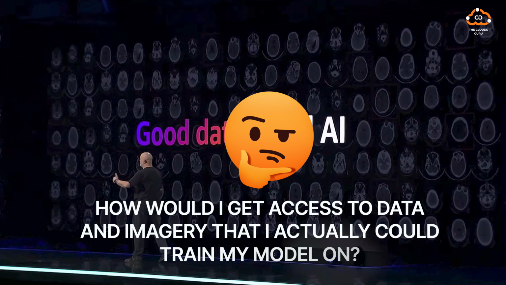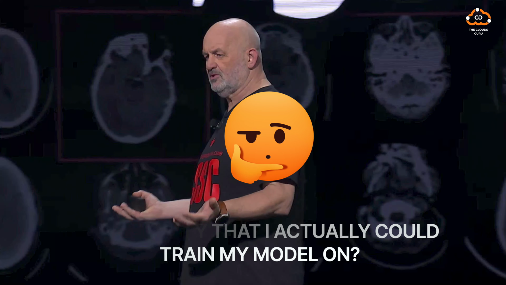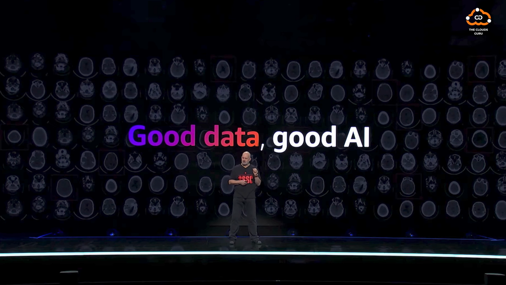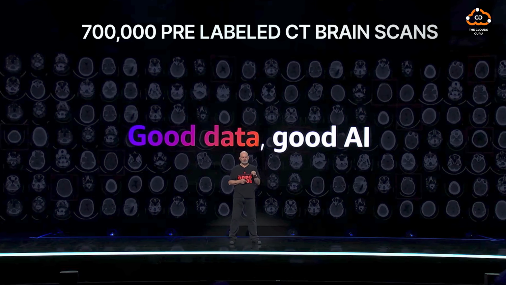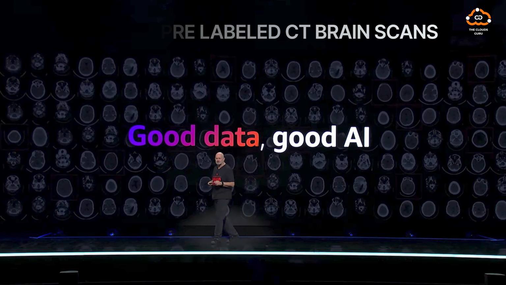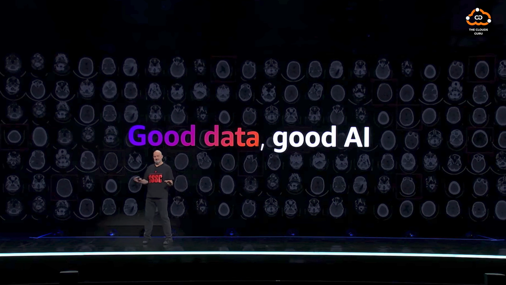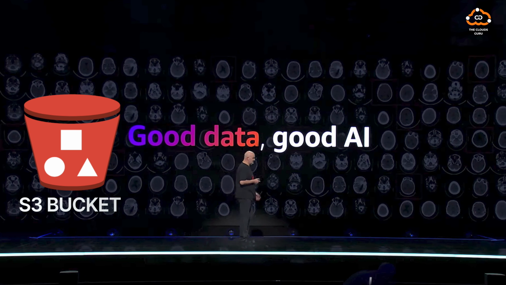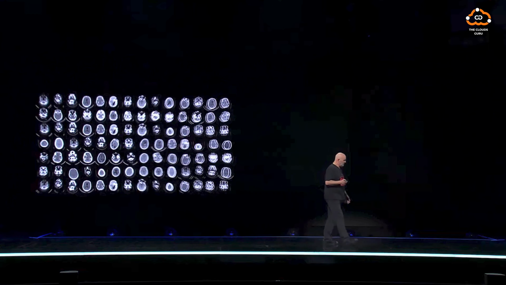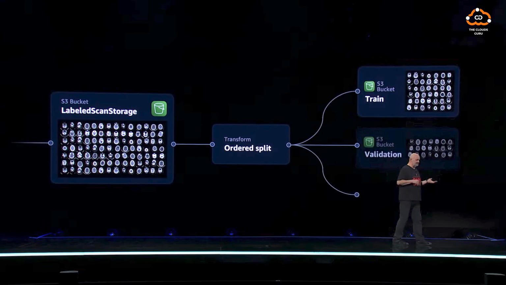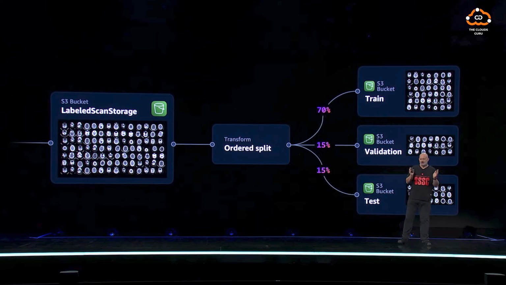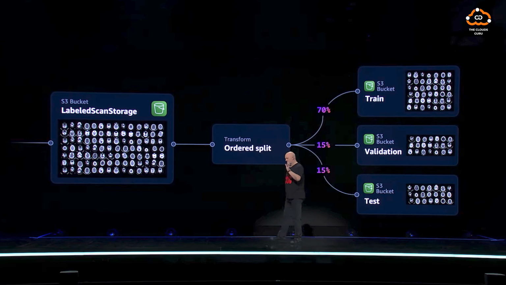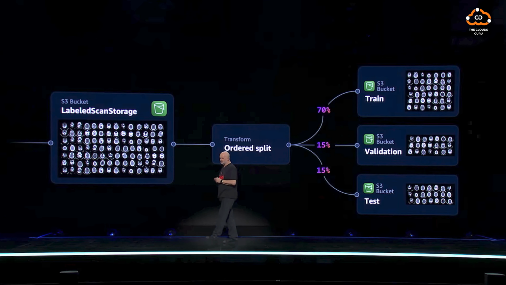How would I get access to data and imagery that I actually could train my model on? Well, it turned out that was not that hard. Kaggle has a data set with 700,000 pre-labeled CT brain scans. That allowed me to immediately get off to a start. So I downloaded that set and put it in S3, and as always when you do this, you split the data set up into the set you're going to train with, how you're going to validate it, and how you later on are going to test whether the model actually works. 70, 15, 15 is a common practice there.